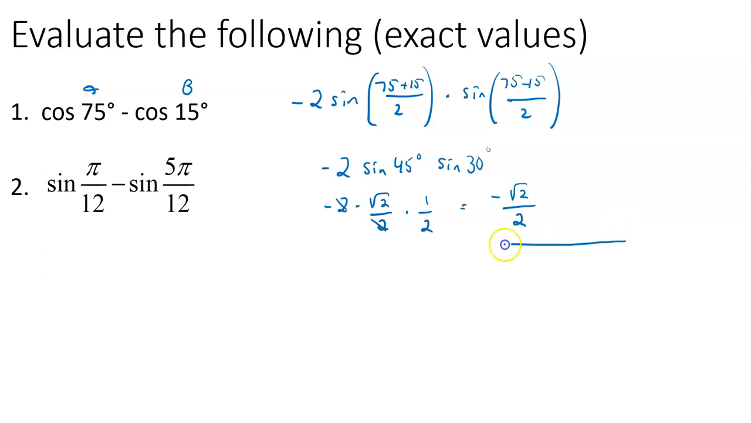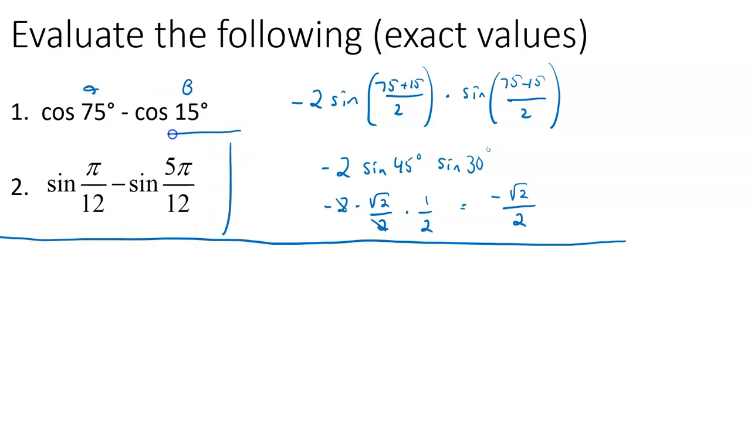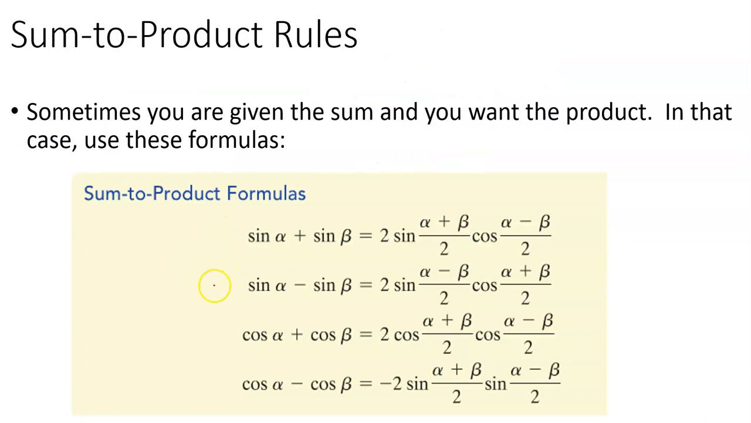All right, look at the second one. The second one says to evaluate the sine of pi over 2 minus the sine of 5 pi over 2. So let's see what formula we should use for this one. We've got a sine minus a sine. So the second formula here is sine minus sine. It's 2 times the sine of the difference over 2 times the cosine of the sum over 2.